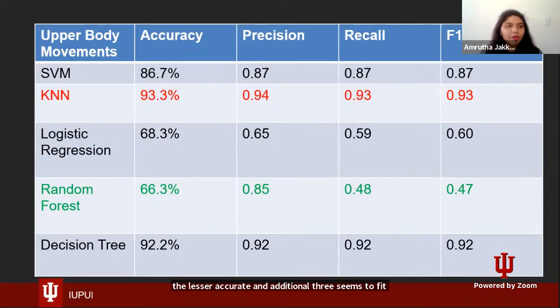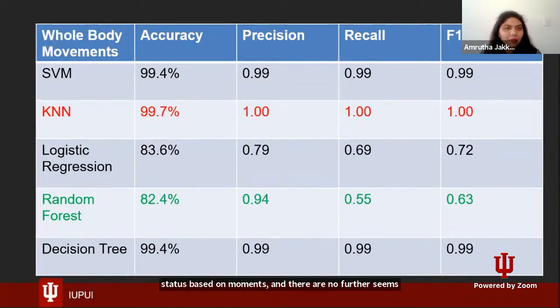Based on upper body movements, KNN is more accurate in differentiating different physical activities and stages based on movements, and random forest seems to be lesser when compared to the other models. For whole body movements, KNN performs best with accuracy of 99.7% and random forest is less with 82.4% accuracy, and less precision, recall and F1 scores.